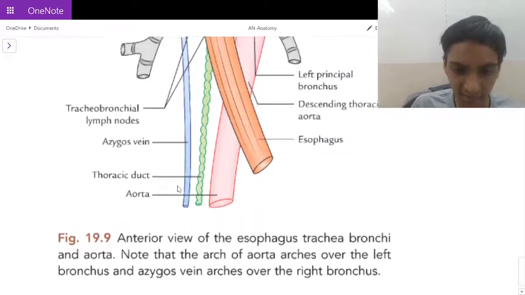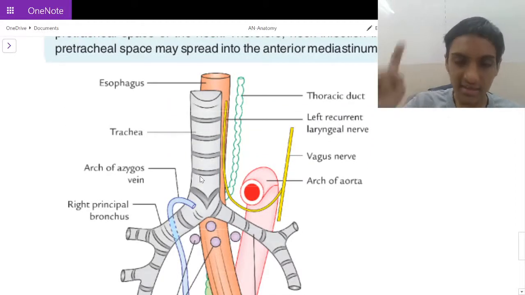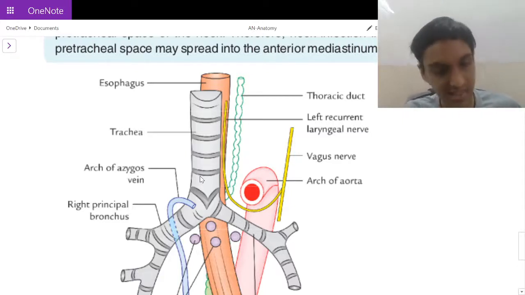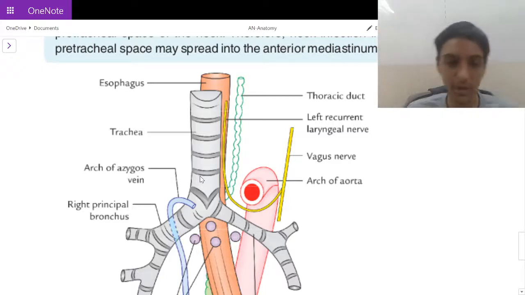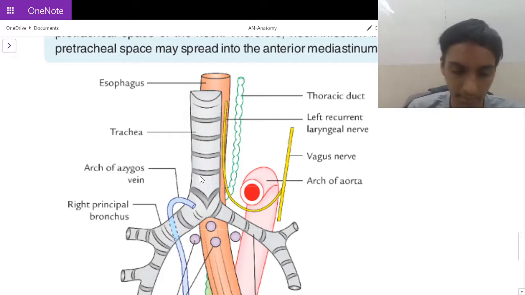So lastly, we have the posterior mediastinum. The contents we can see. The same diagram you can draw for the trachea and esophagus relations. So please draw the same diagram even if you are asked the relations of the esophagus and trachea.